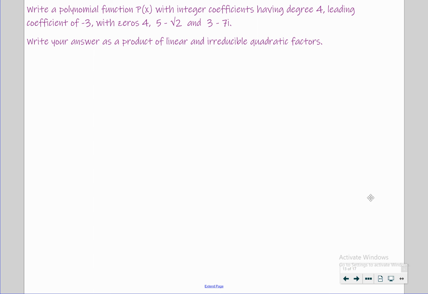I think I'd rather do this one, just so it covers the ones with the i's and the radicals. All right, so let's make it degree 5 on yours. Does yours say leading coefficient negative 3? Yeah? Okay, let's make the 0 instead of 4, let's make it 4/3. That way we have a fraction. This will cover all of our bases. And then we have a 0 at 5 minus rad 2 and 3 minus 7i. Just change it. This will cover everything we need.